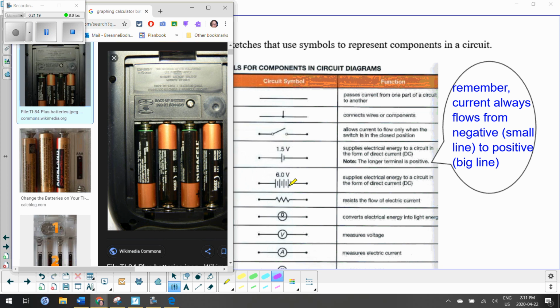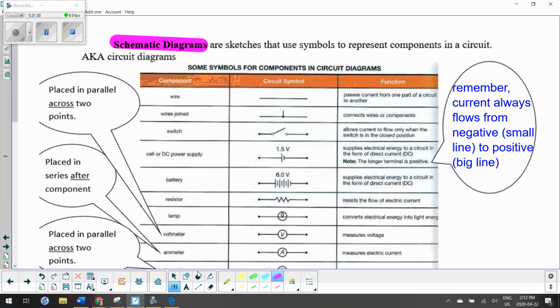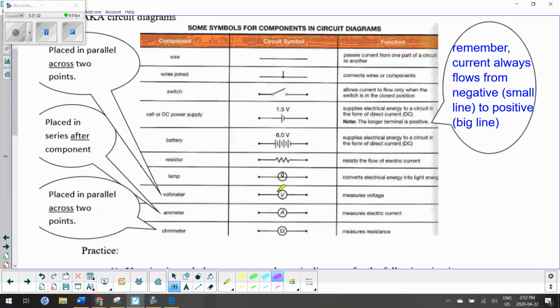As you can see here, this is representing 4 cells, 1 battery, because they're all working together. So here you have 4 short lines and 4 long lines. That's representing 4 cells: 1 cell, 2 cell, 3 cell, 4 cell. Okay, and that's very important as well. A resistor, I've already showed you. A lamp is represented by a squiggly line in a circle.